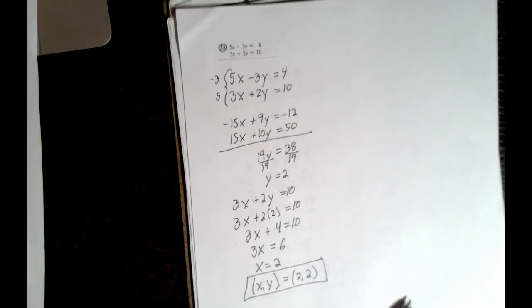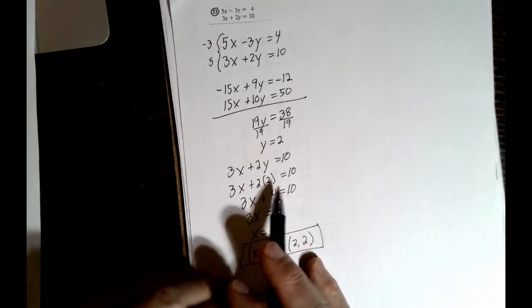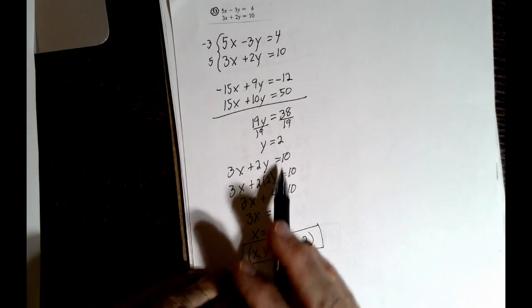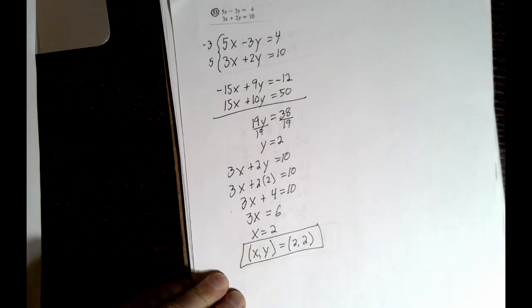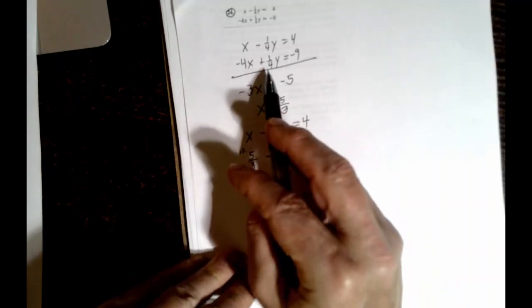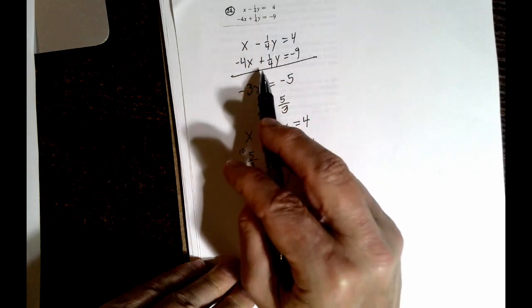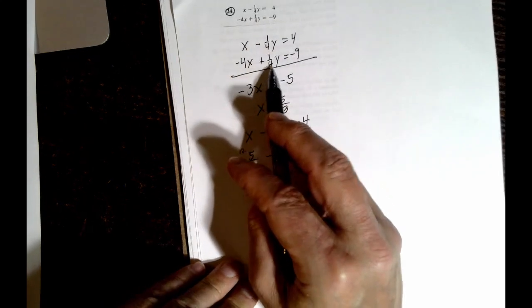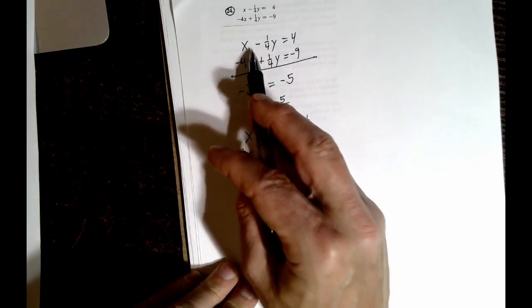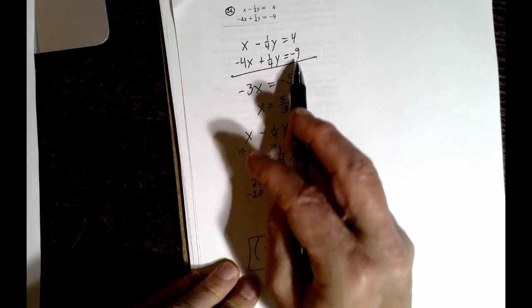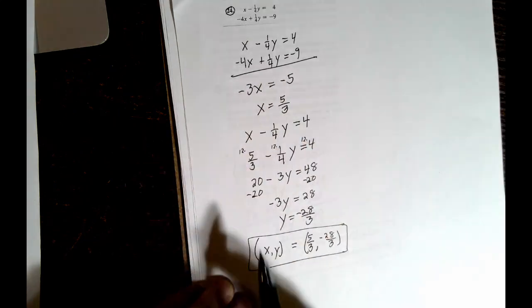And now this is called back substitution, where you plug in what you now know into either equation, and you nail down what the other guy is. Okay, and now this one, if you add them already, the minus 1/4 y plus 1/4 y are going to cancel each other out. And so you get 3x minus 3x equals minus 5, so x equals 5/3.